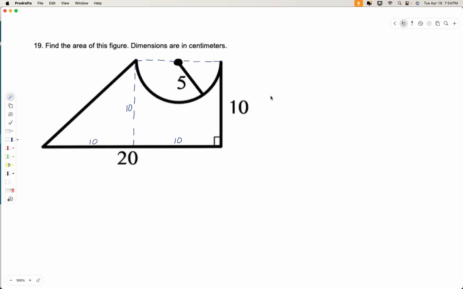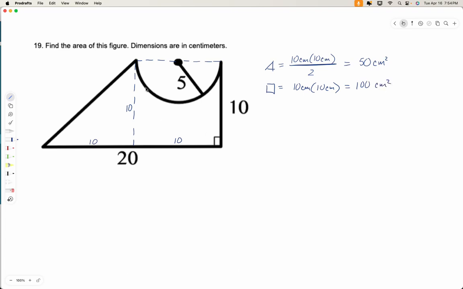So now I can do my triangle. My triangle is 10 centimeters times 10 centimeters divided by 2. So that's 100 divided by 2. That's 50 centimeters square for the triangle. Now, this is actually a square because it's 10 by 10. I'm going to do the whole thing. So the square is 10 centimeters by 10 centimeters, which is 100 centimeters square.